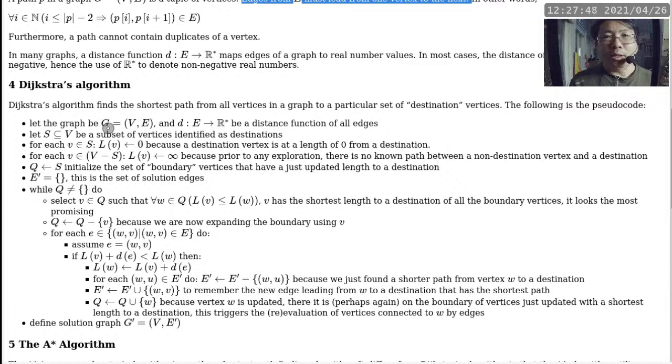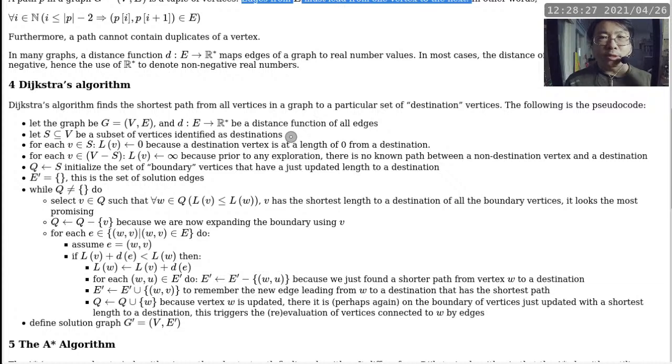So if you think about Dijkstra's algorithm as a subroutine, a function in C, these are the parameters. The parameters include G, which is a graph. They include d, which is a function so that we can find the distances of the edges. It is also going to include a set S, which is a subset of V, and this is a subset of vertices identified as our destinations.